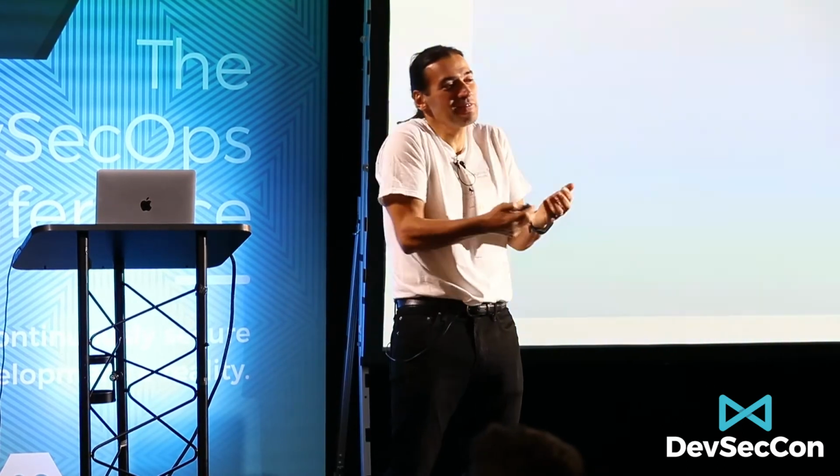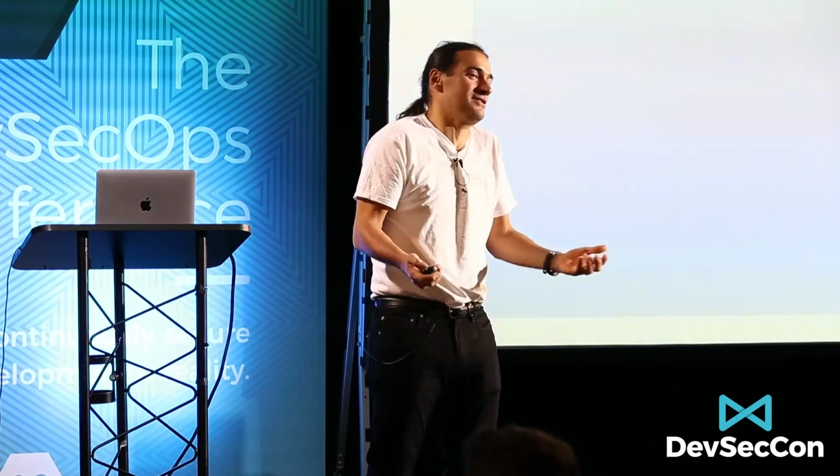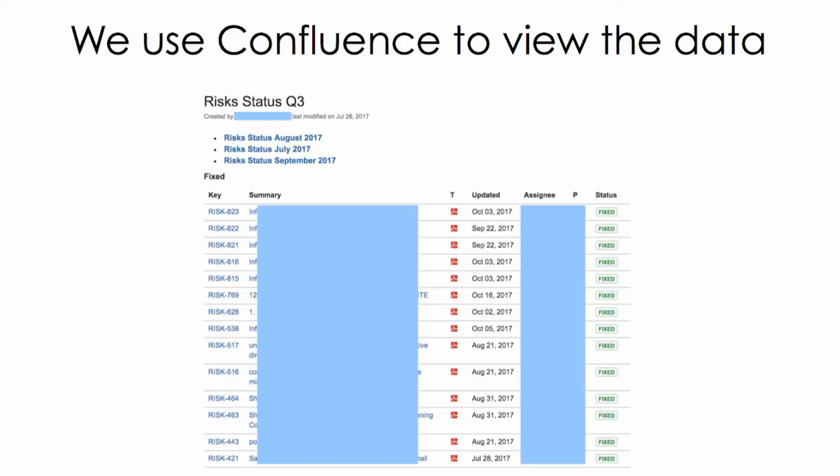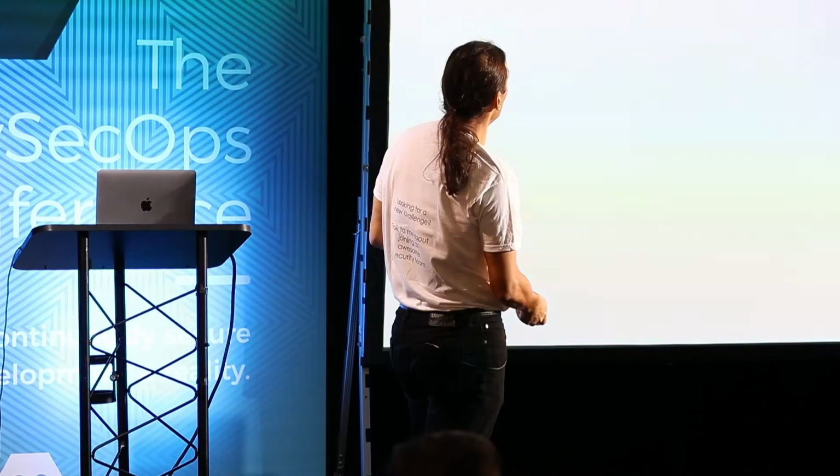Because maybe the new versions do that, but there are like 10 key features that they just miss, right? So again, we can see that we use Confluence to view the data. This is, for example, our status. We map all the risks. We can see where they are. We can see the status they're in.